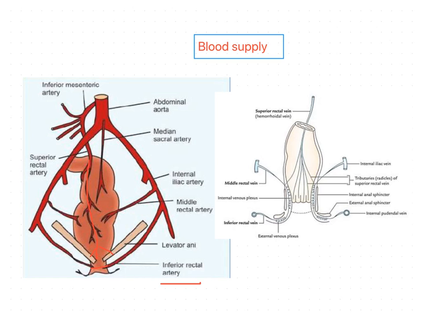If you see the venous drainage, above the pectinate line it is drained by the superior rectal veins, which drain into the inferior mesenteric vein, and below the pectinate line it is drained by the inferior rectal veins.